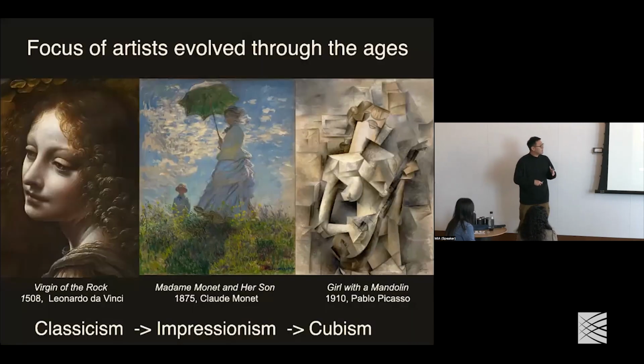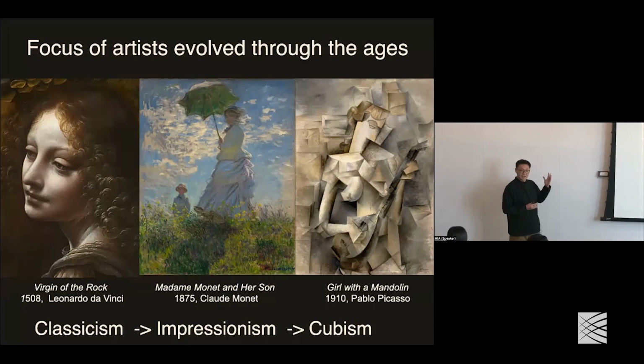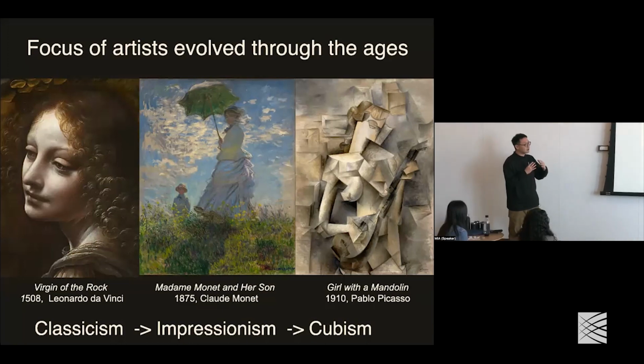Before we talk about the software Seurat, let's look at these three paintings briefly to see how the focus of artists has evolved across ages. In the early 16th century, the artists from classicism emphasized perspective drawing and human anatomical accuracy. Their goal was to get a faithful representation of the human appearance. Then in the 19th century, Impressionism took center stage. This movement shifted the focus towards capturing the fleeting moments of light and color.